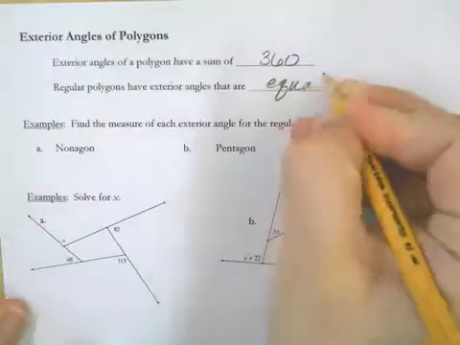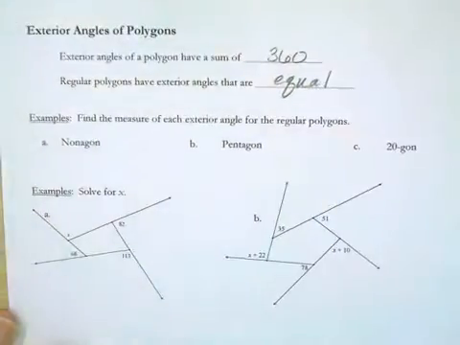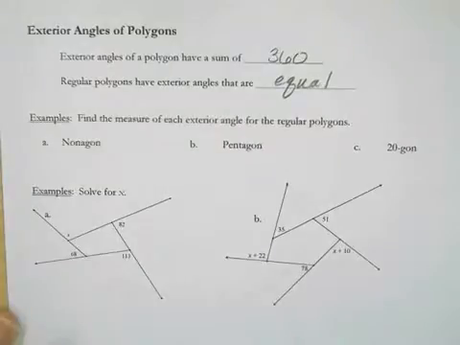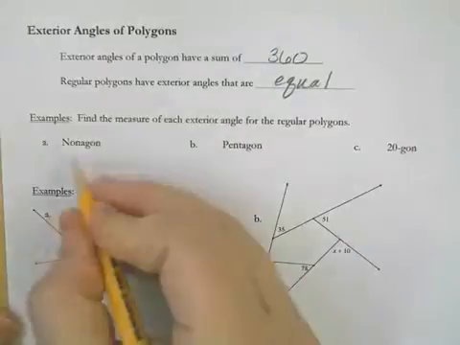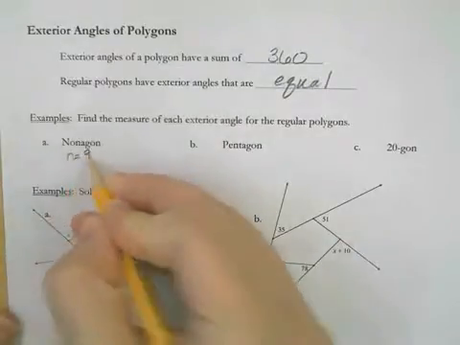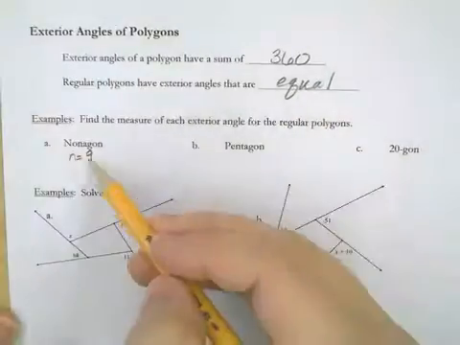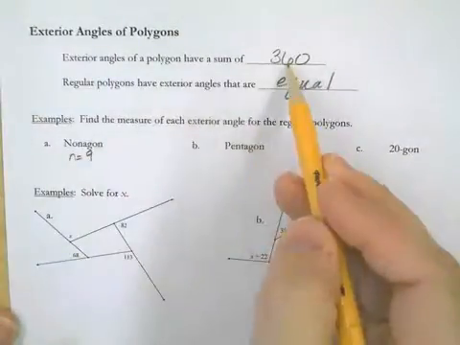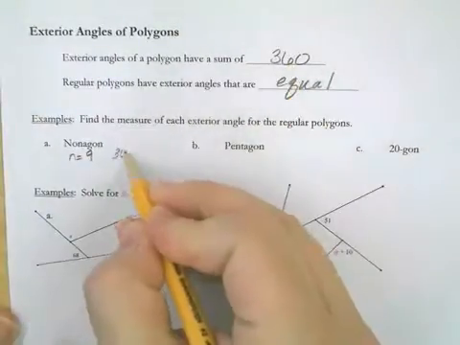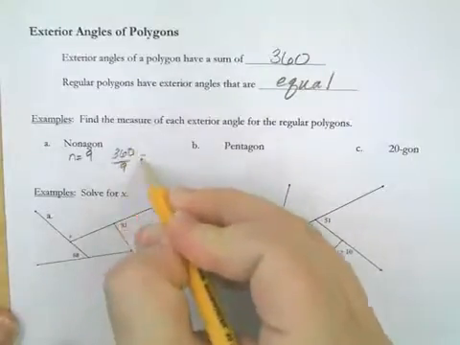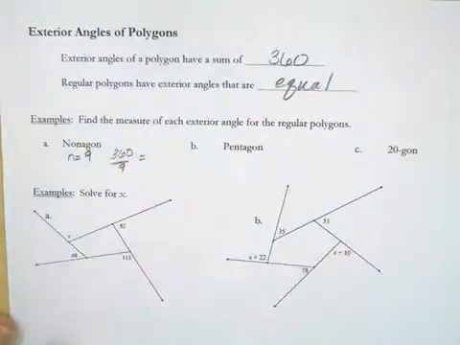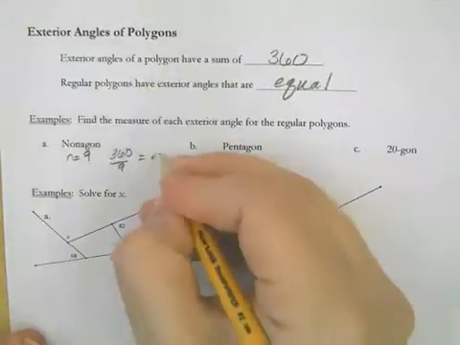Okay, so for the first problem, we just need to find the exterior angle of the regular polygons. Well, a nonagon has 9 sides. I know that all 9 angles add up to 360, so I could just do 360 divided by 9, and I know that each angle is 40 degrees.